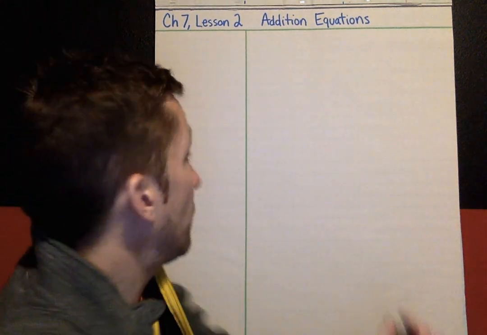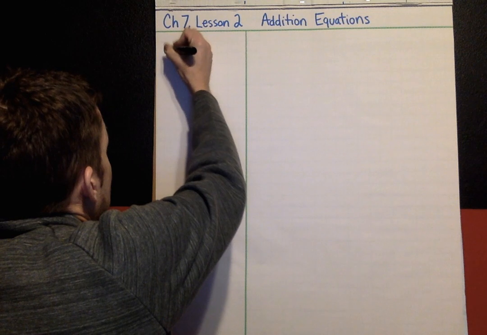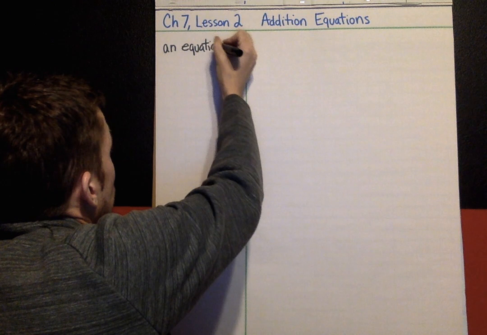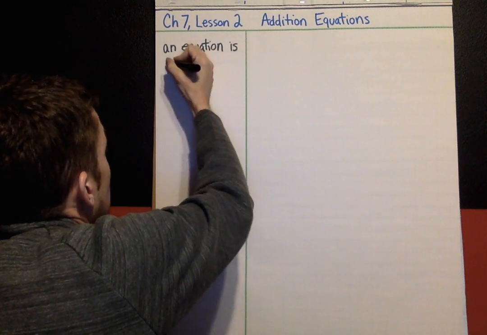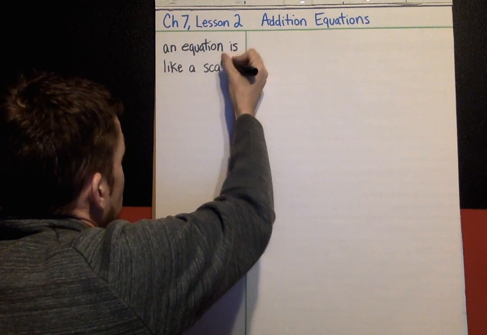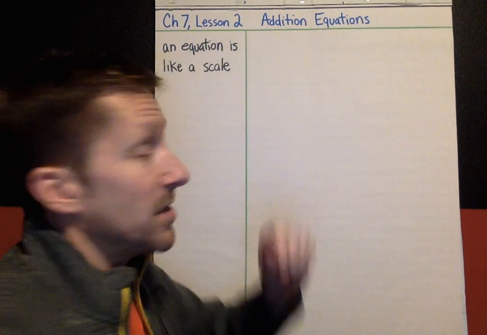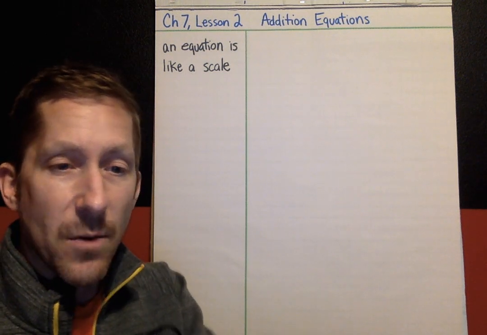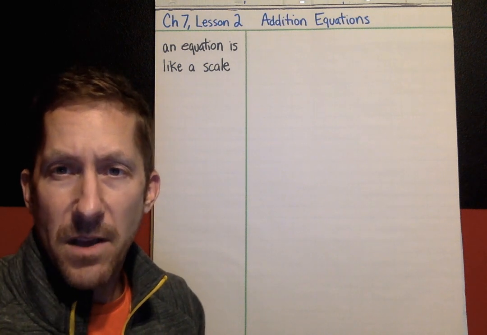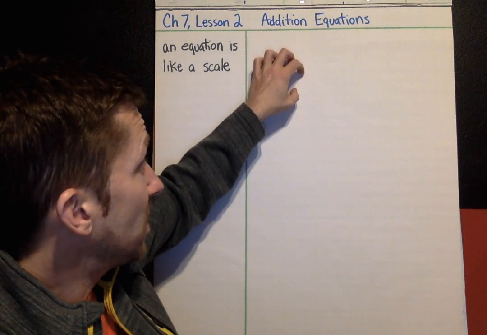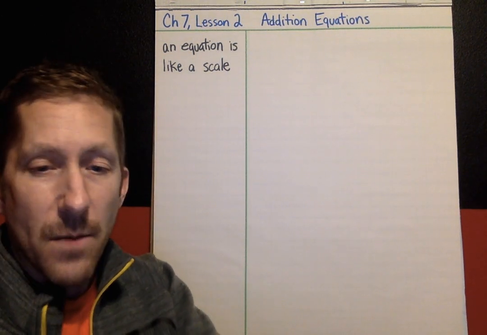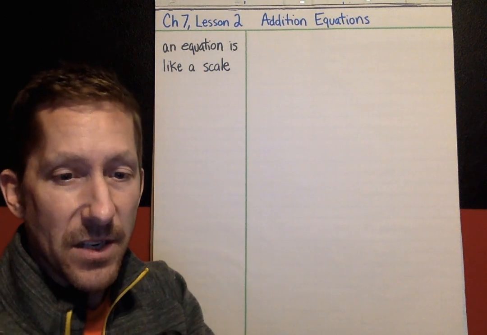Okay, let's get started. First thing I want you to write is that an equation is like a scale. Yesterday we learned that an equation is two expressions that are equal. You've got an expression, an equal sign, and another expression. That makes an equation. But the way I want you to think about an equation is this.